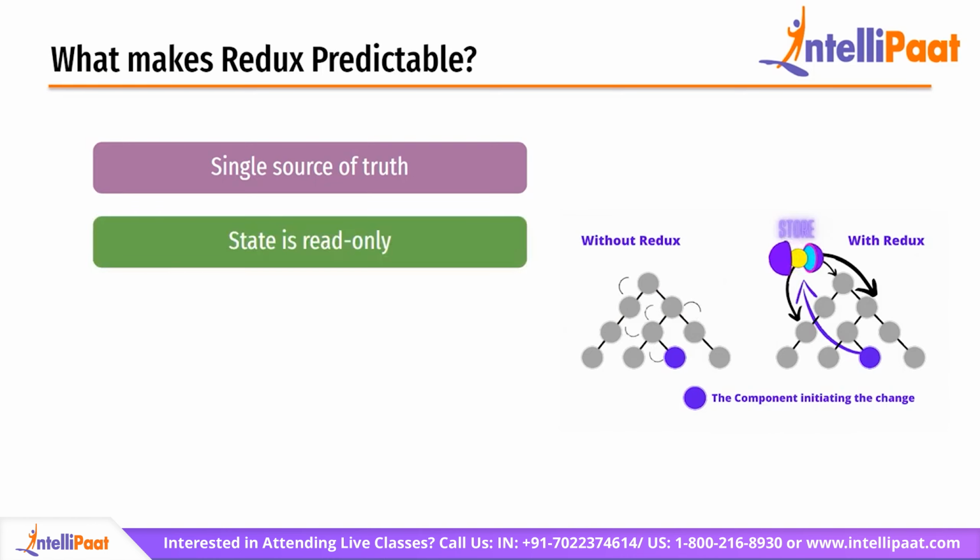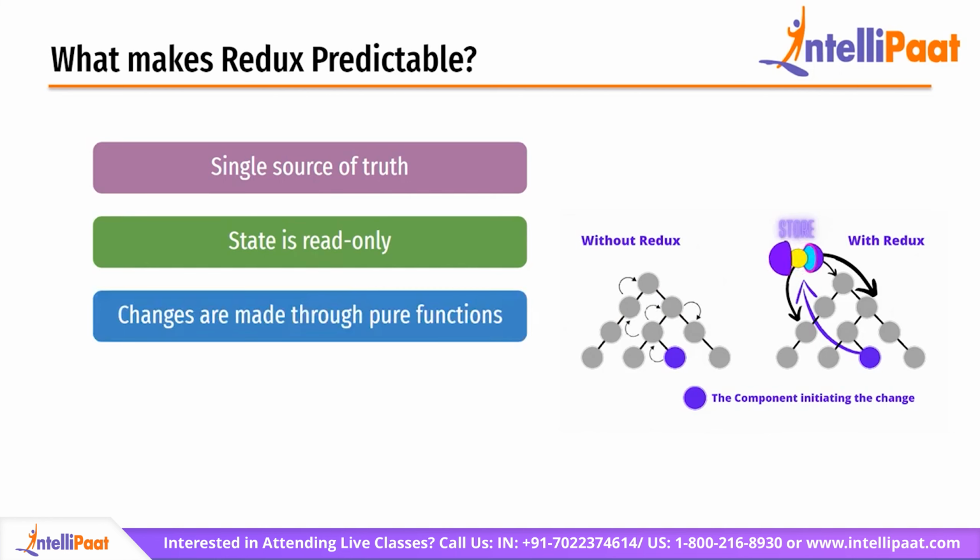Second is state is read only. In Redux, state is read only and can only be changed by dispatching actions. This ensures that the state can only be updated in a predictable and controlled way. Third, changes are made through pure functions. Reducers are pure functions that take the current state and an action as an input and return a new state. Because they are pure functions, they are predictable and do not have side effects.